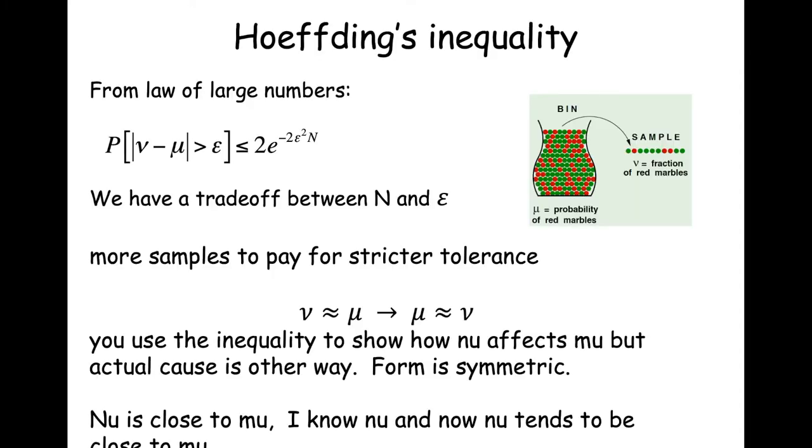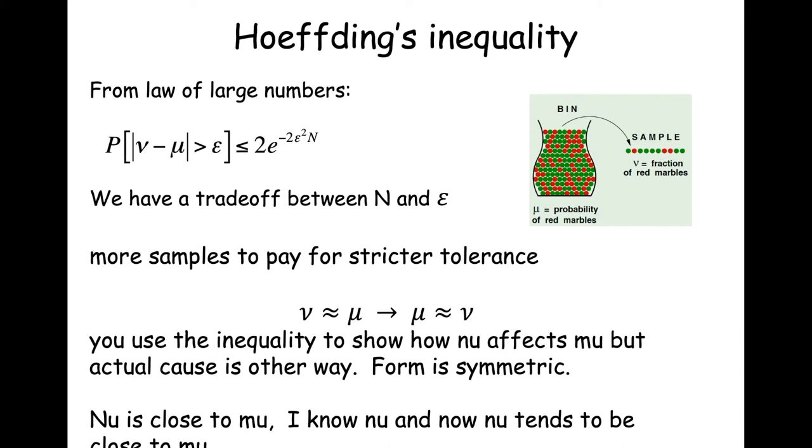Where we last left off, we talked about Hoeffding's inequality, which derived from the weak law of large numbers and expressed a bound on the probability of a bad event happening. That bad event was the coincidence between nu, the in-sample proportion of red marbles, and mu, the out-of-sample proportion of red marbles inside of a bin. We said this probability that nu diverges from mu by more than some tolerance epsilon is at most 2e to the minus 2 epsilon squared n.